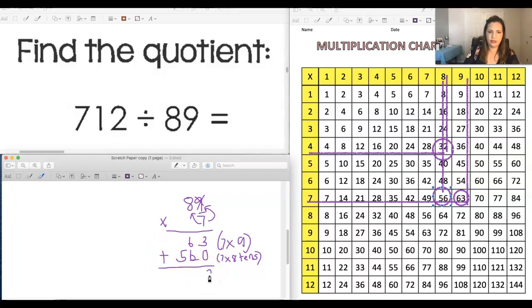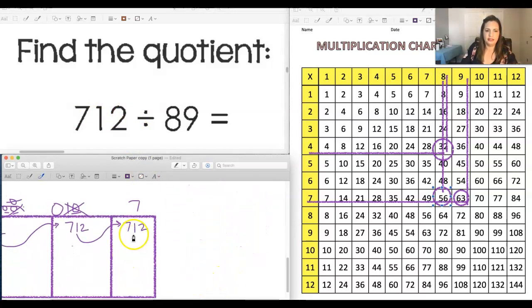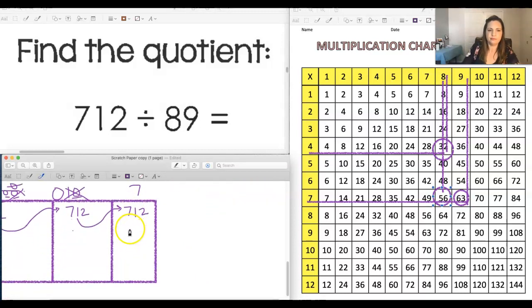Now I'm going to add up those two partial answers. 3 plus 0 equals 3. 6 plus 6 equals 12. Write the 2, bundle the 10 tens, and move it to the hundreds place. 1 plus 5 equals 6. 623. My number is 712. So I have to see if that number is close enough. So I'm going to come back over here. 712 minus 623. Let's see what I get.